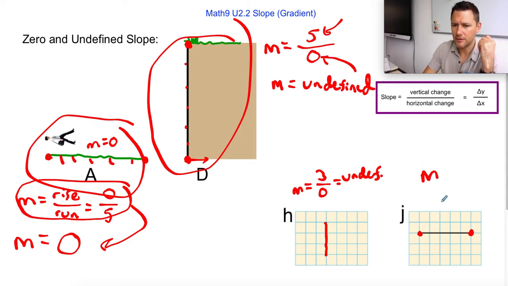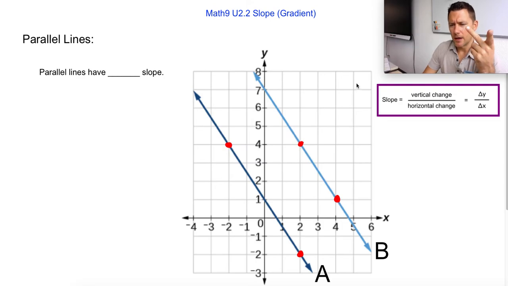Conversely, this goes 1, 2, 3, 4, 5 over. So it rises 0. It doesn't go up at all from point A to point B, but it runs 5. And 0 divided by 5 is fine. That's 0. Cool? All right.